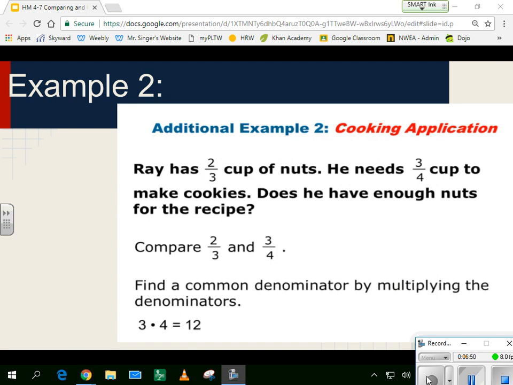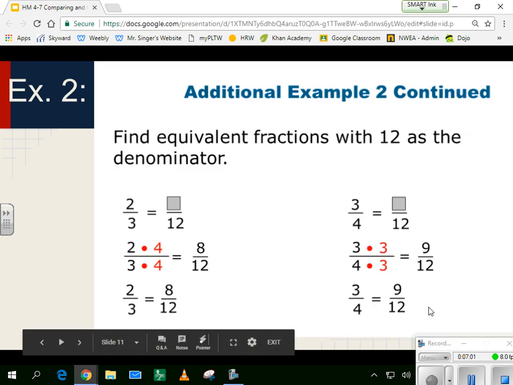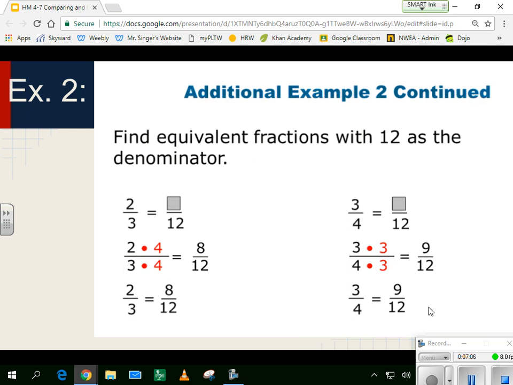So 3 and 4 are denominators. When we multiply those together, you get 12. Now we're going to try to make 2/3 into something 12ths and 3/4 into something 12ths. How do we do that? If you remember from a previous lesson on finding equivalent fractions, all we have to do is figure out what we did to the bottom to get from 3 to 12. We are getting bigger, so we had to multiply. 3 times 4 gives us 12. What we do to the bottom, we have to do to the top. 2 times 4 gives us 8. So 2/3 has an equivalent fraction of 8/12.